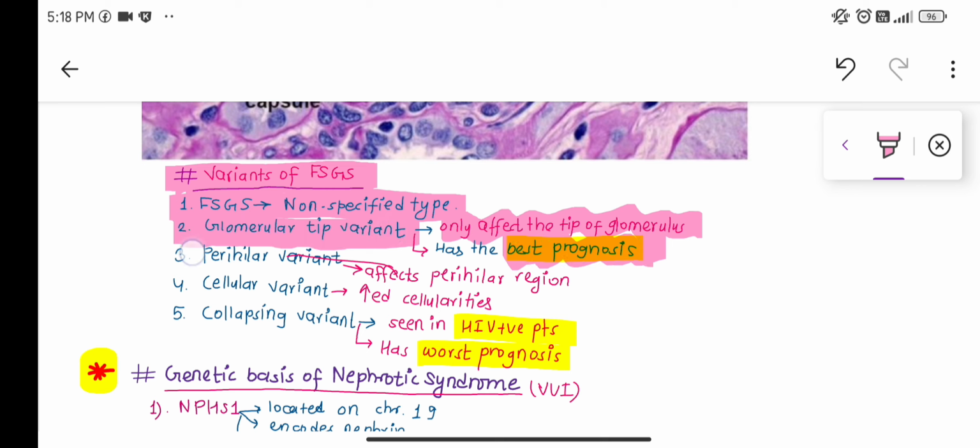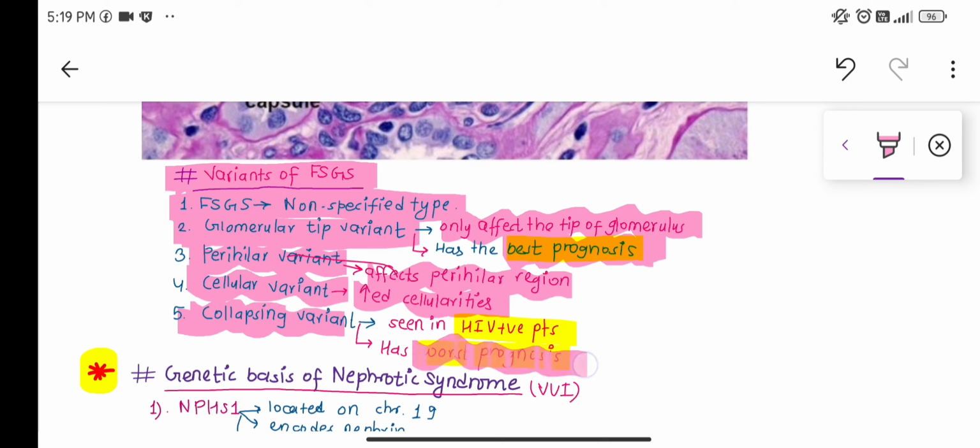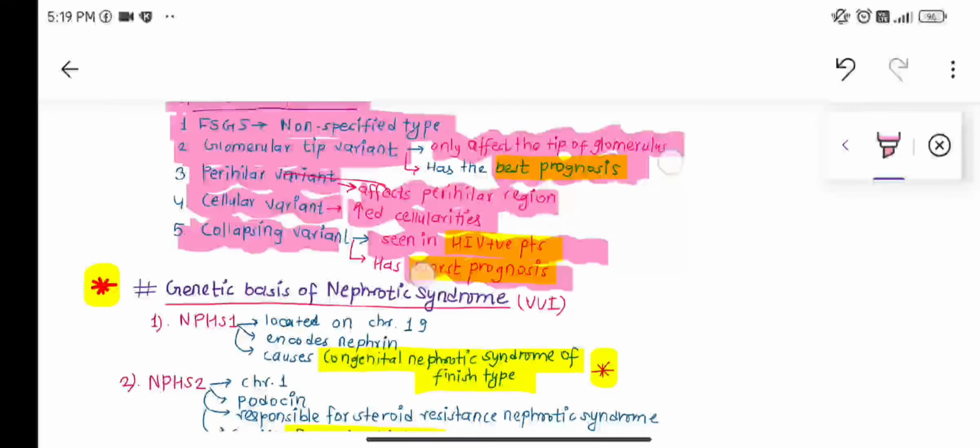Next is the perihilar variant, which affects the perihilar region. And cellular variant means there is an increase in cellularity, with proliferation of the mesangial cells, so there will be increased cellularity in the glomerulus. Now there is the collapsing variant. Its name is collapsing, and it has the worst prognosis, and it is seen in HIV positive patients. Okay, these are important points.